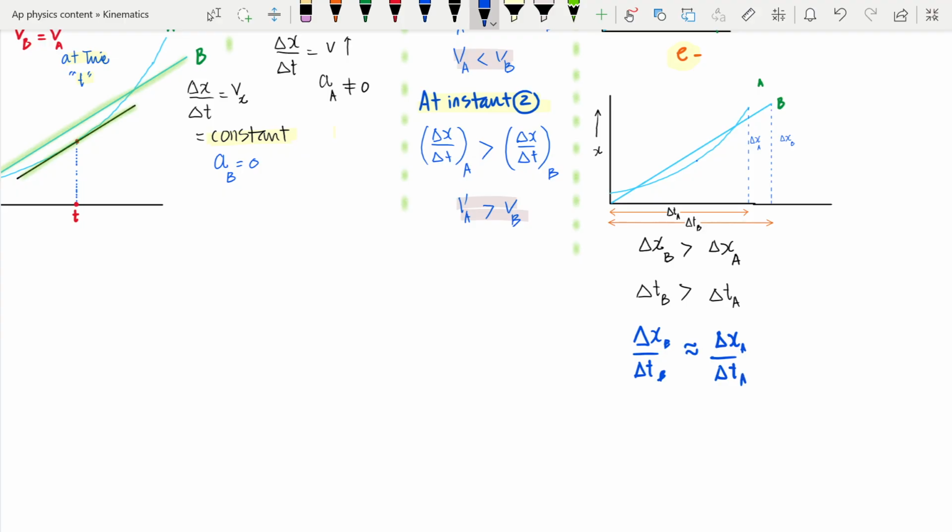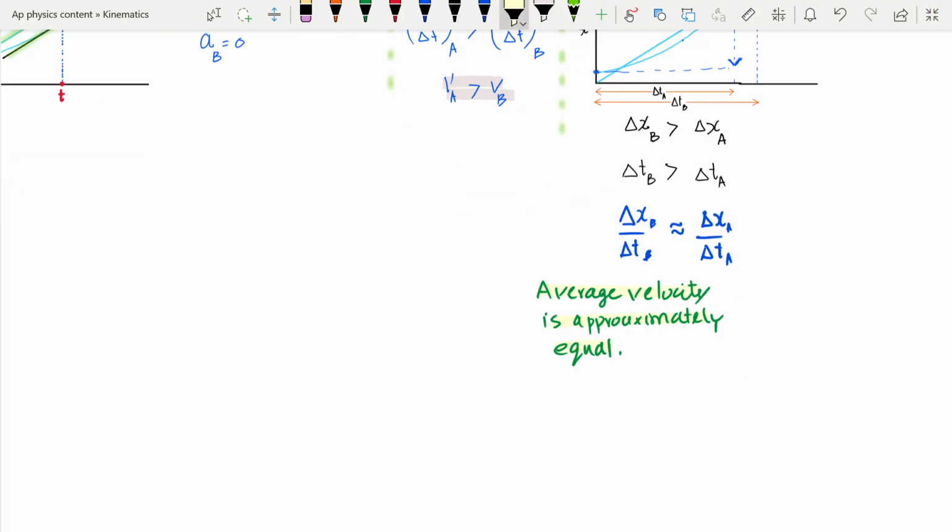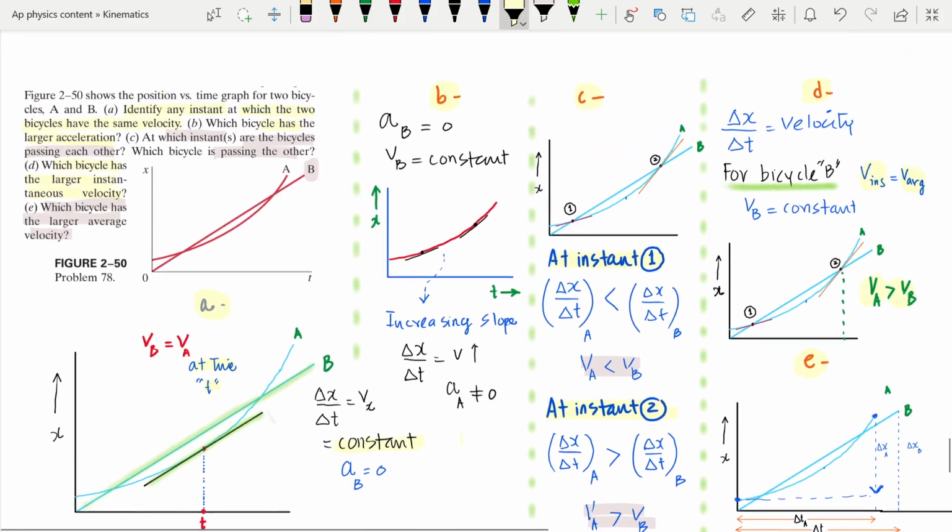As you have seen, rise over run, the total values for both of them are almost the same, because whenever we find the average velocity for the curved graph, we consider the initial point and the final point and calculate its value. So delta x is actually this delta x A. So average velocity is approximately equal. That's how we have answered this whole question.